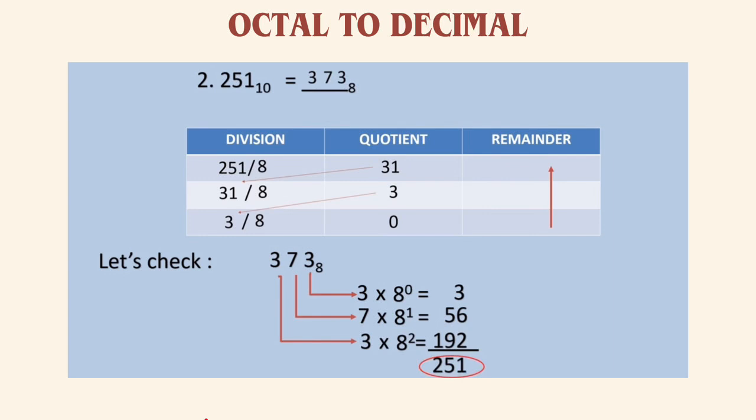Starting with the rightmost digit, list all of the exponents of 8. The first power would be 8 raised to the power of 0, which is for the 3 on the right side, and as we move to the left it will be 8 raised to the power of 1 for 7, and 8 raised to the power of 2 for the 3 on the left side.